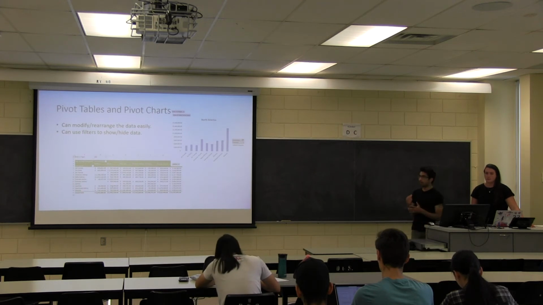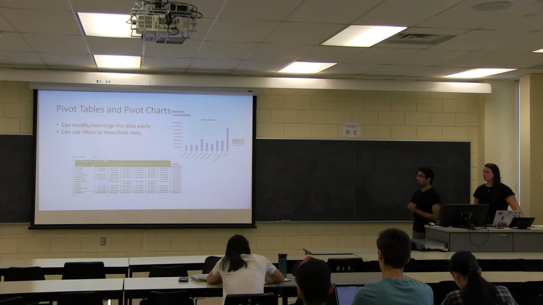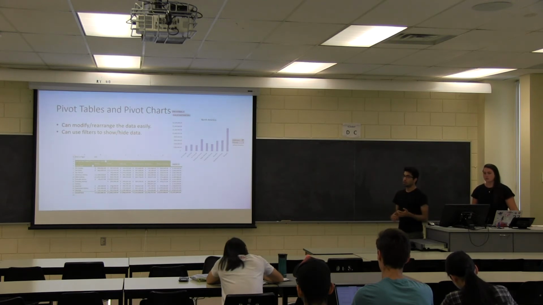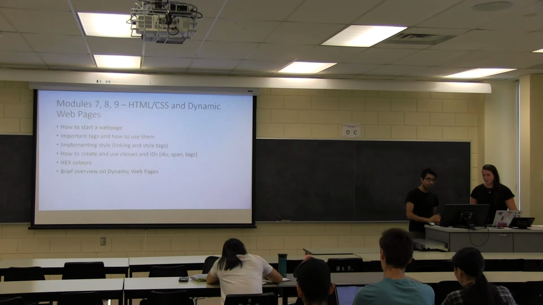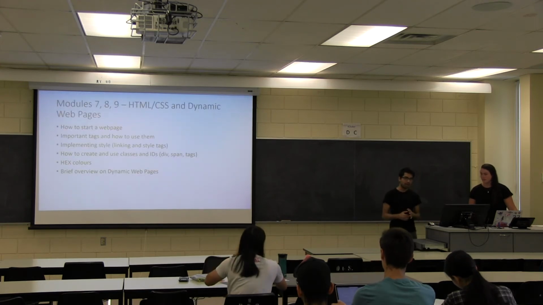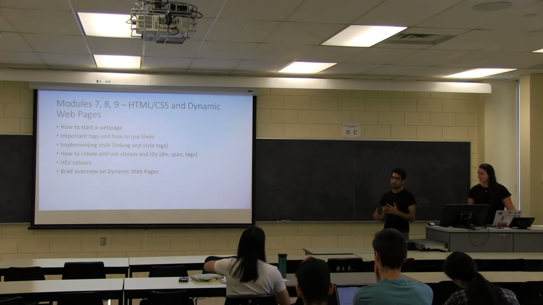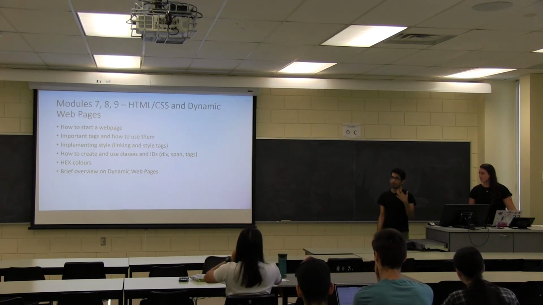Finally, the pivot tables and the pivot charts are great for 2 main reasons. One being that you can easily rearrange the data in any way that you would like, and the other being that you can use filters to hide certain data or to highlight more data that you want to be seen. All right. So that's the end of my part, and I'm going to be giving it to Allison to talk about more of the HTML and CSS in the later half of this course.